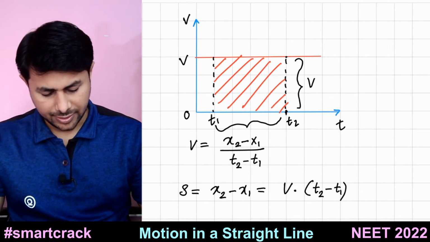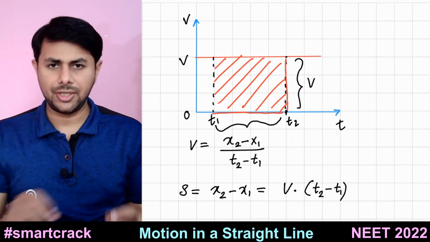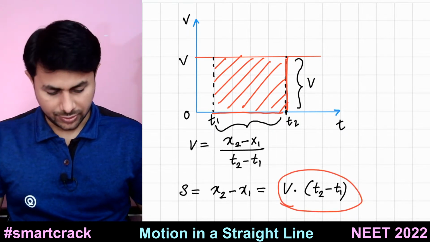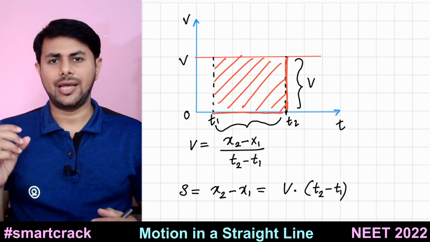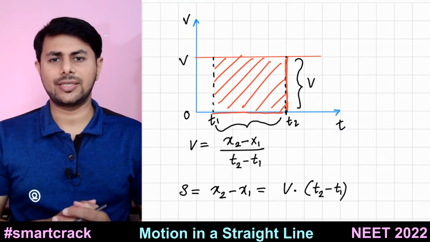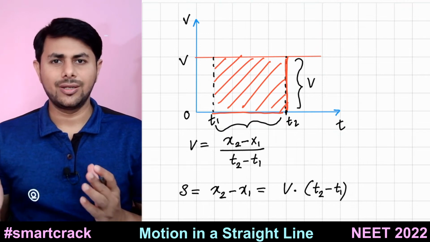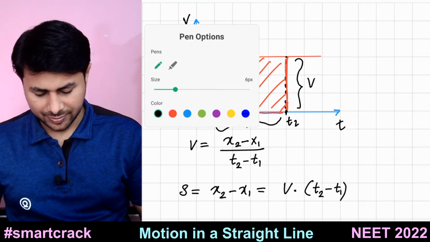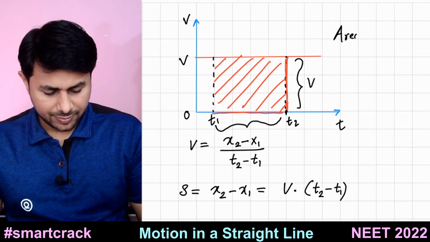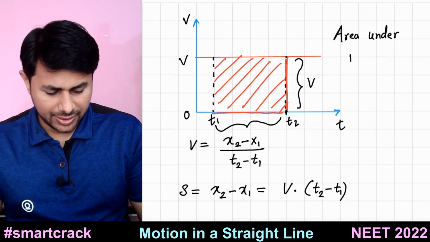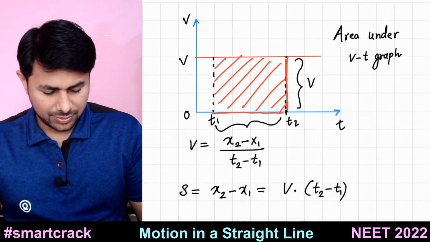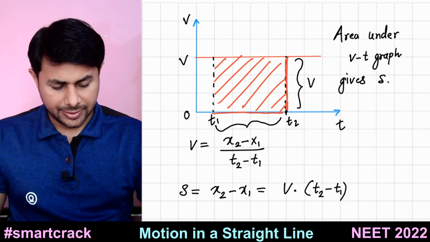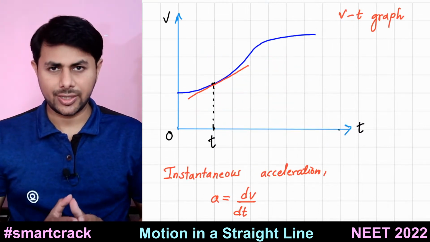Length times breadth. That means it is t2 minus t1 multiplied by v, and it is precisely this thing. Okay, so that means that the area under the velocity versus time graph gives me what? It gives me change in position or displacement. Okay, so I can write that: area under velocity versus time graph gives displacement.